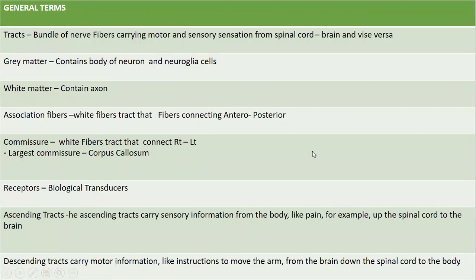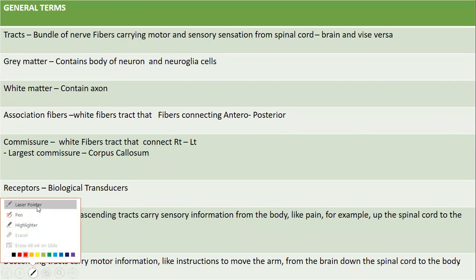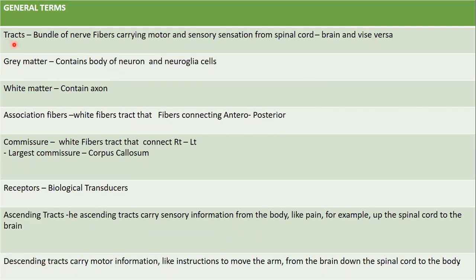Moving forward, these are a few basic terms which we all need to learn. What are tracts? When we talk about the definition of a tract, we simply say the tracts contain bundles of nerve fibers, therefore they are known as tracts. So tracts are groups of bundles of nerve fibers that carry motor or sensory impulses from the brain to the spinal cord, or vice versa. We have two types of tract, that is ascending tract and descending tract. Ascending tracts carry from spinal cord to brain and descending from brain to spinal cord. Therefore, we write vice versa.